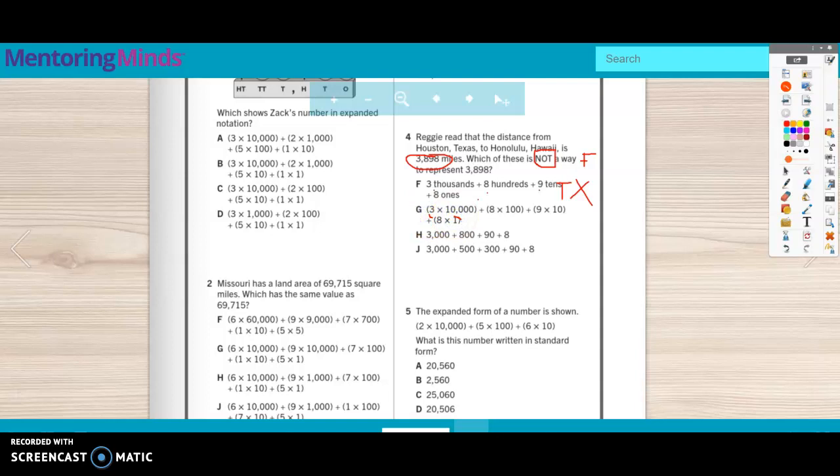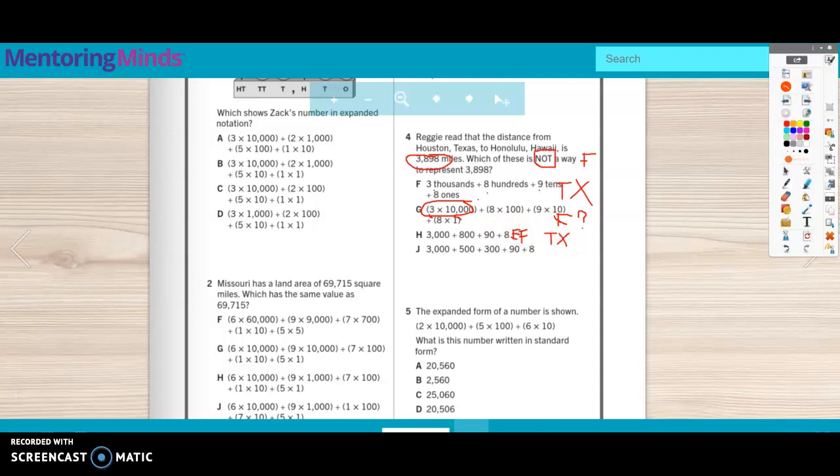3, 10,000. I know the 3 does not represent 10,000. The 3 represents 3 1,000s. So I know that part is wrong. I know that's a false statement. Maybe that's what we need. I'm going to put a question mark. H said 3,000 plus 800 plus 90 plus 8. That's the expanded form. And that is a true statement, so no, that's not what we want.